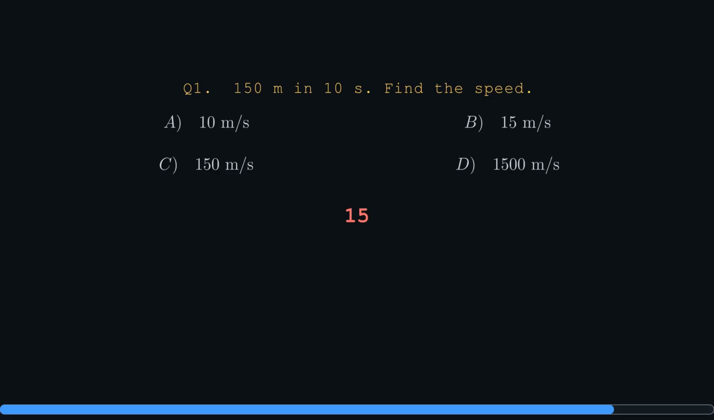Question 1. A car travels 150 meters in 10 seconds at a constant speed. What is its speed? The answer is B, 15 meters per second.